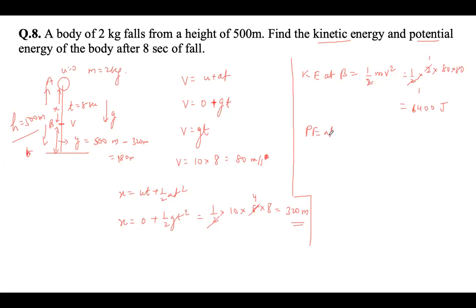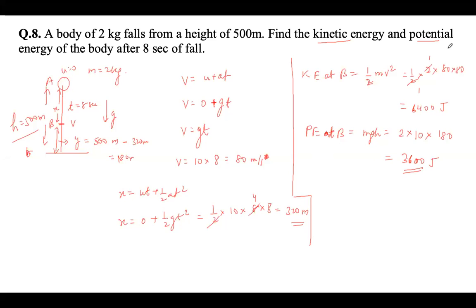Then we have potential energy at B is equal to mgh. So 2 into the value of g is equal to 10 into, and the height here is 180 meter. So 180 into 2 is 360 into 10, 3600. Okay, 3600 joule. So this is the total.